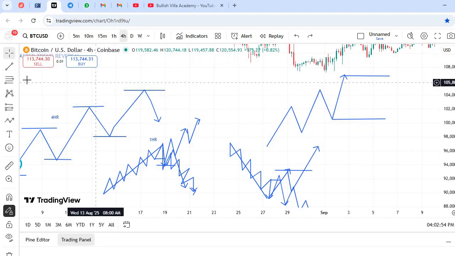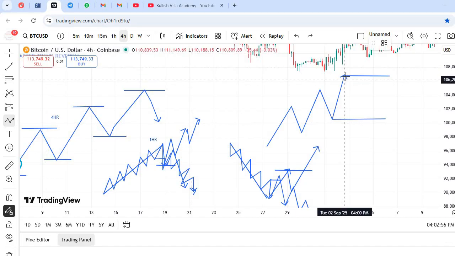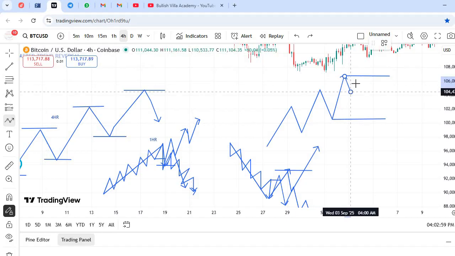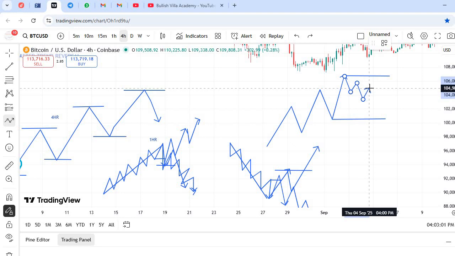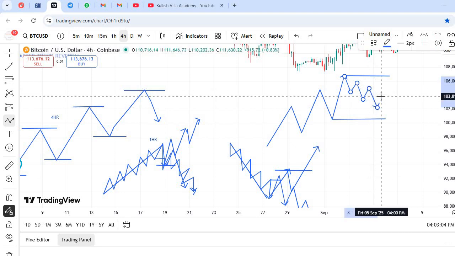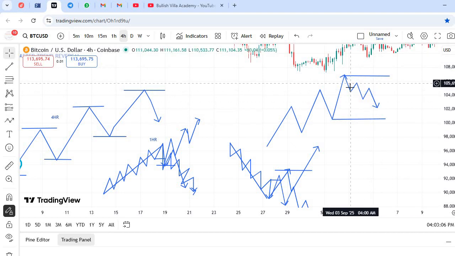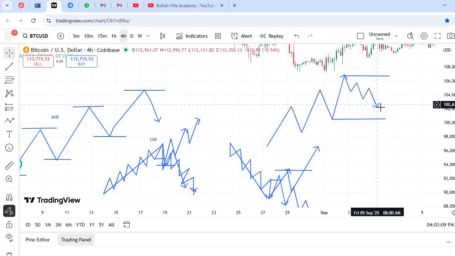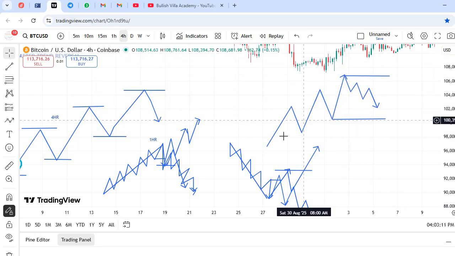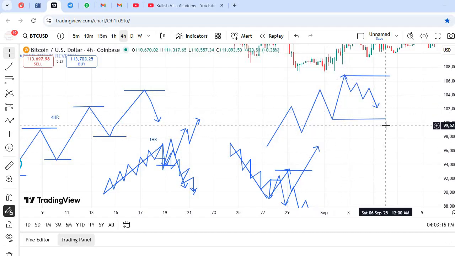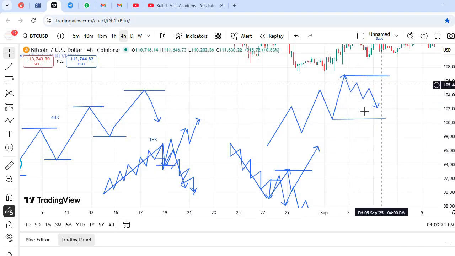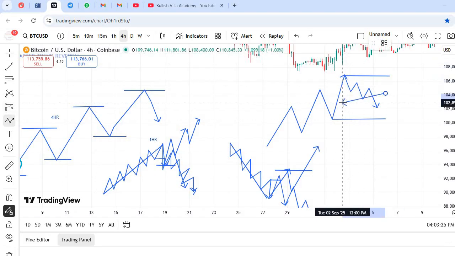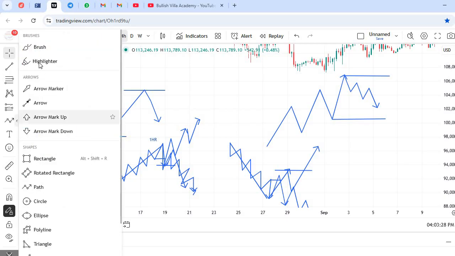But imagine the price now comes to do something like this. Whenever you see something like this, some people might feel this is a downtrend, that the trend has changed from an uptrend to a downtrend. No, that's not the case. All these things you are seeing are just noise in the market.